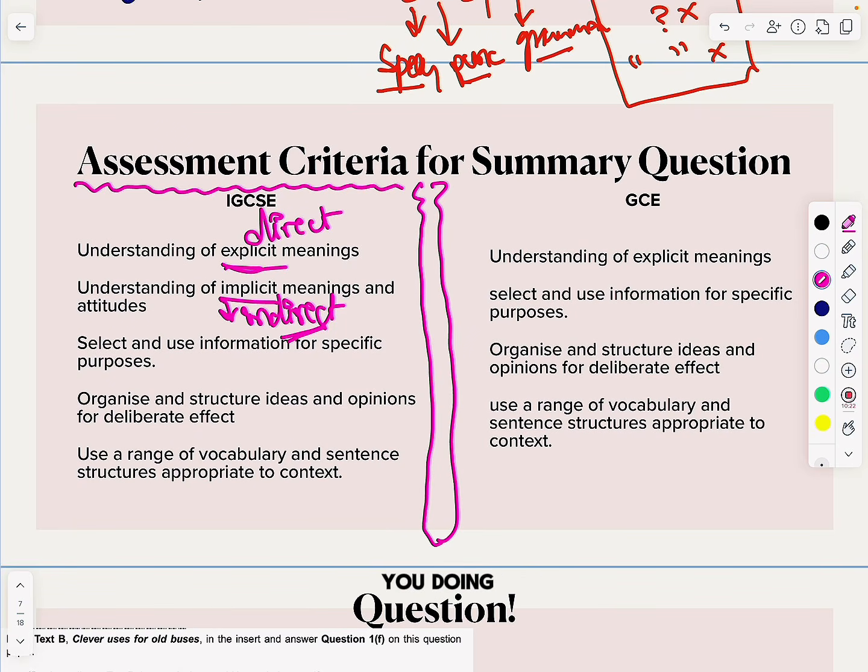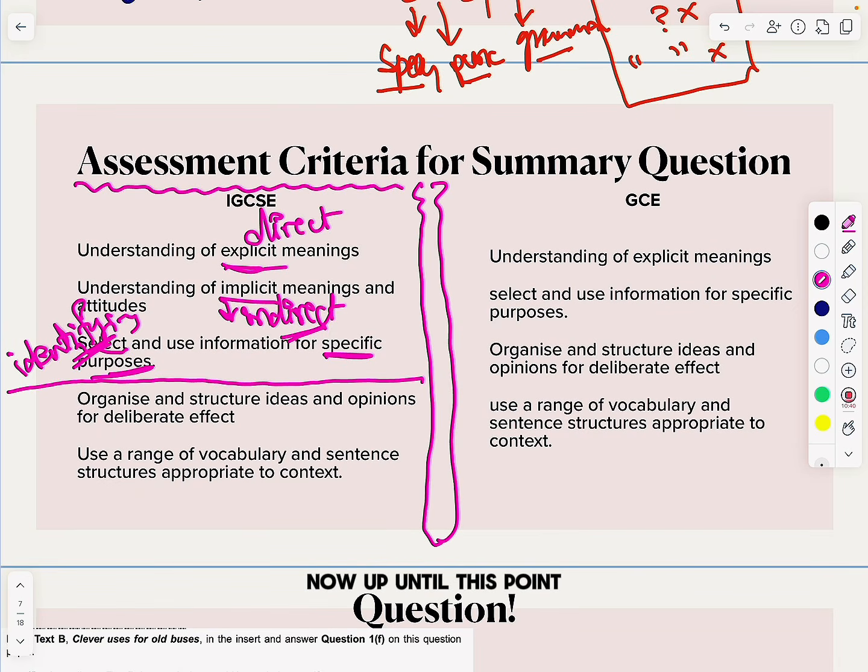And then what are you doing? You are using that information, so selecting, which means identifying. So you are identifying and then using that information for specific purposes, which of course means answering the keyword of the question. Now, up until this point, these are all the reading assessment objectives. And these are the writing assessment objectives.